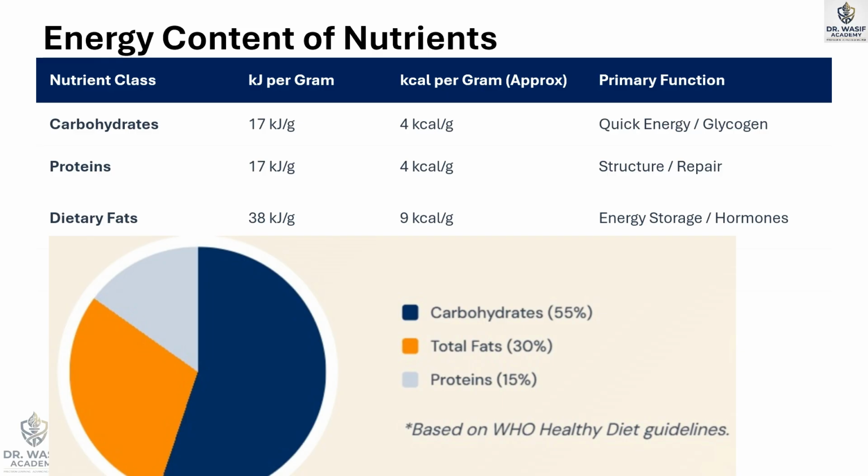However, remember their physiological destinations are completely different. Carbohydrates are utilized for quick energy and glycogen storage, while proteins are prioritized for tissue structure and cellular repair. Next, look at dietary fats. At a massive 38 kilojoules per gram, lipids pack more than double the energy density of carbs or proteins. This immense density makes them the body's ultimate evolutionary mechanism for long-term energy storage.